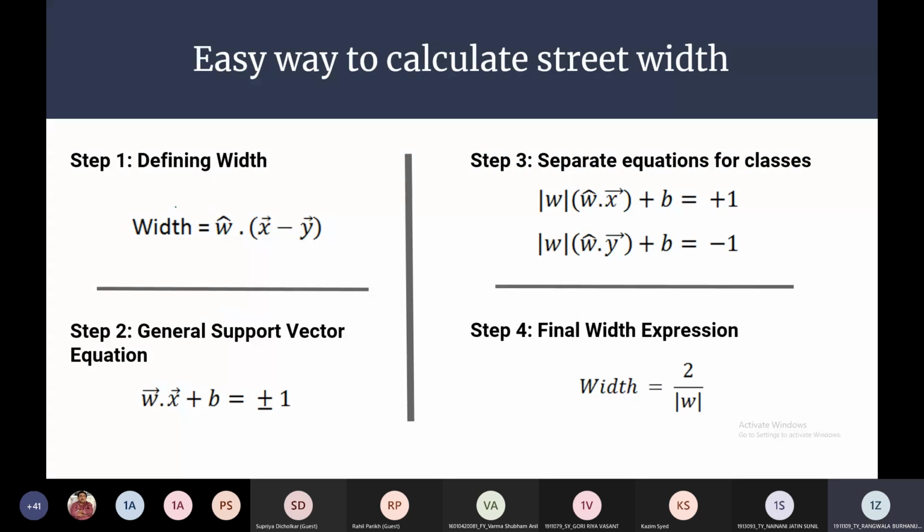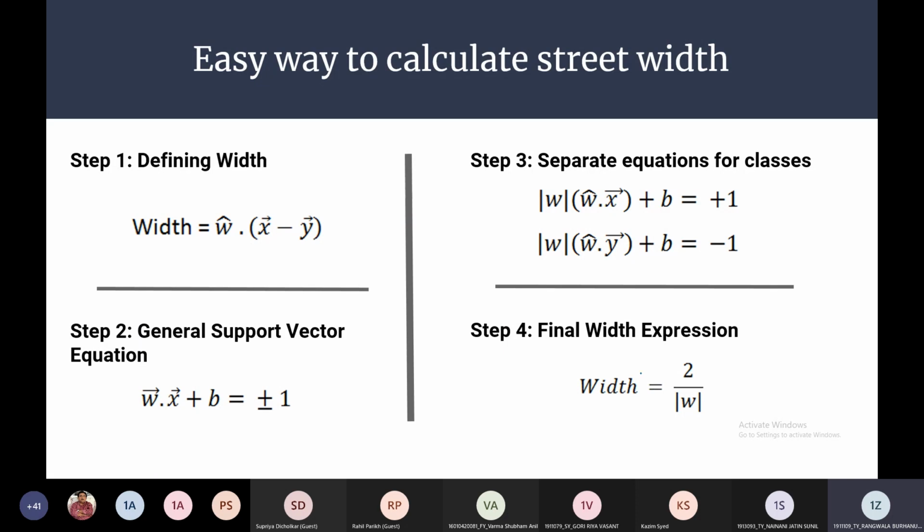So the width basically amounts to this equation, w dot (x minus y), and as you know, the general equation for support vectors is w dot x plus b equals plus minus 1. I'll cover this later. Now this is some basic vector algebra. You take the magnitude of w, and w dot x plus b is plus 1 and minus 1. You then substitute these two equations into this one, and you get 2 upon mod w. So this is basically the width.